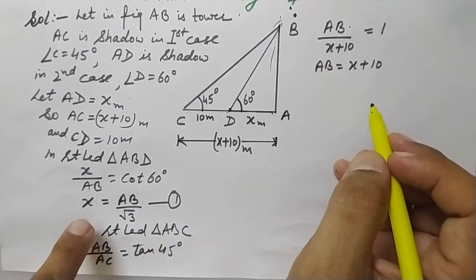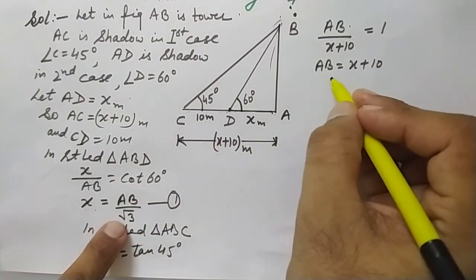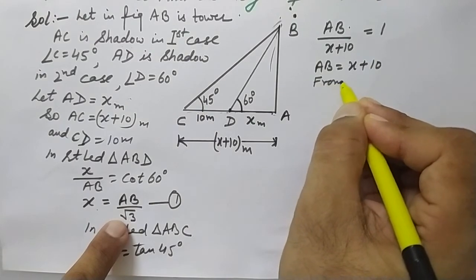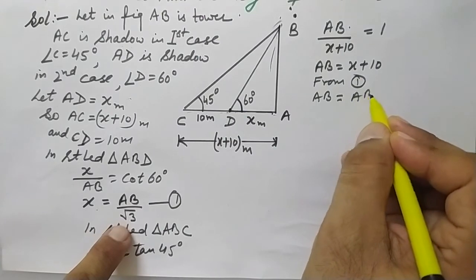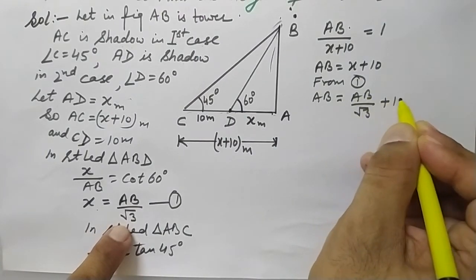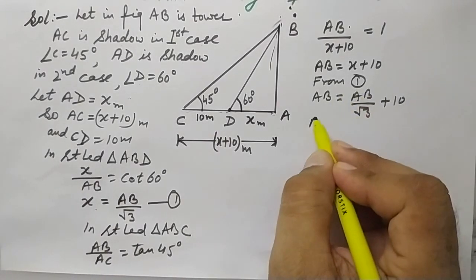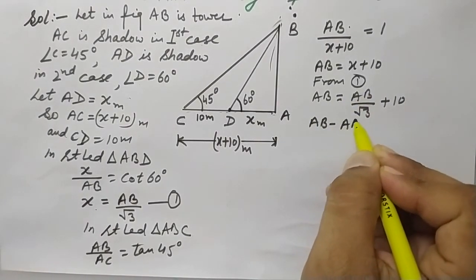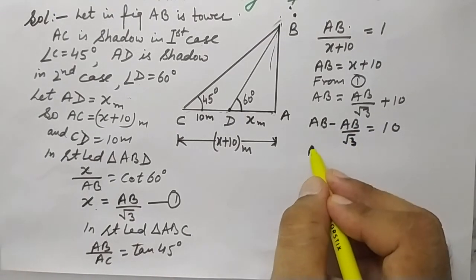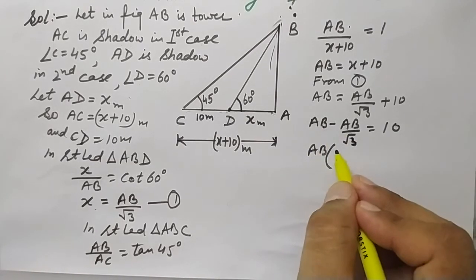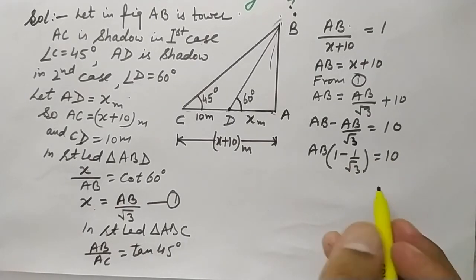Now from equation 1 we'll put the value of x as AB over root 3. So from 1, x is AB over root 3. We need to find out the value of AB only. So bring this to this side, so it becomes AB minus AB over root 3 is equal to 10. AB is common here, so what is left inside? AB times 1 minus 1 over root 3 is equal to 10.